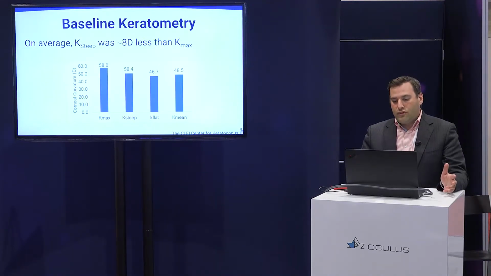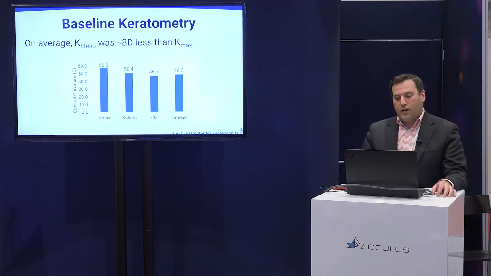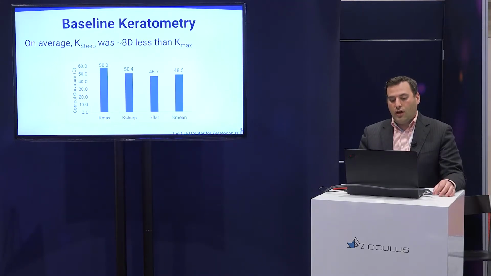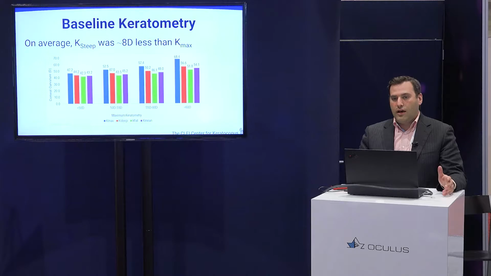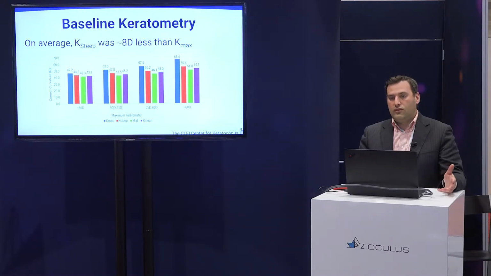We then looked at average metrics of the cornea and found that on average, K-steep was 8 diopters flatter than Kmax. When we looked at this more closely across severity of disease, even mild to moderate cones, so 50 to 55 diopter cones, the K-steep was about 47 diopters. So easily you could miss that as keratoconus and pass that off as normal.